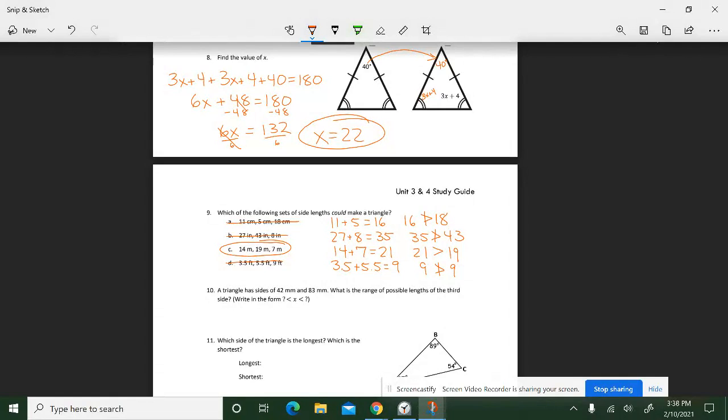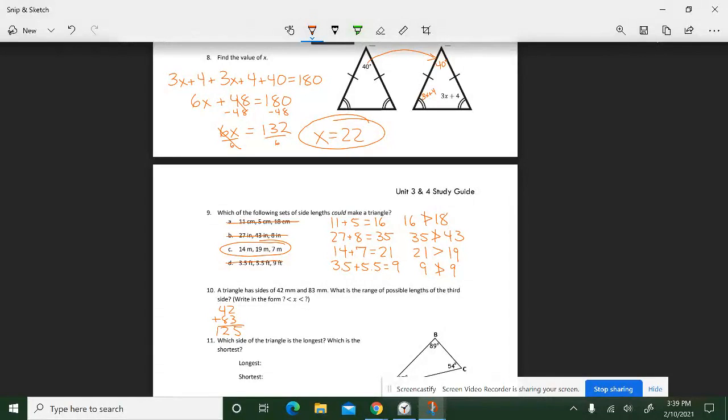Number 10 is related to that. We didn't go over this one in class, but it's the same concept as number 9. You want to figure out what range of numbers would work where a number would make a triangle with 42 and 83. So what kind of numbers would work with 42 and 83 to make a triangle? What you're going to do here is take the two numbers they give you and add them. So 42 plus 83, that will give you 125.